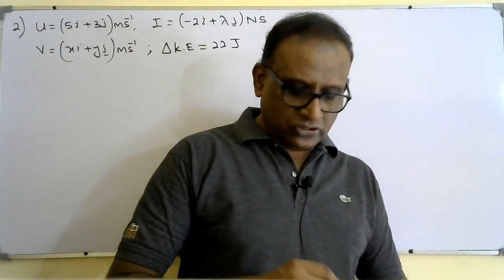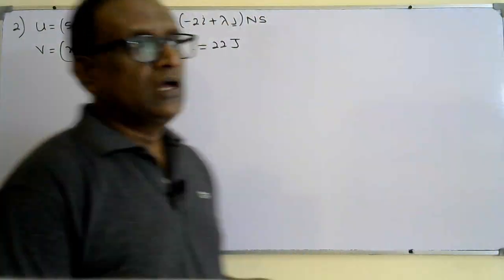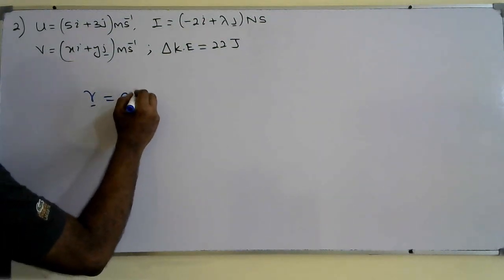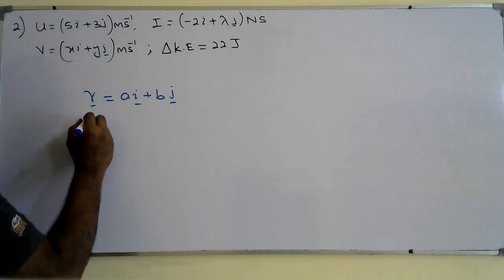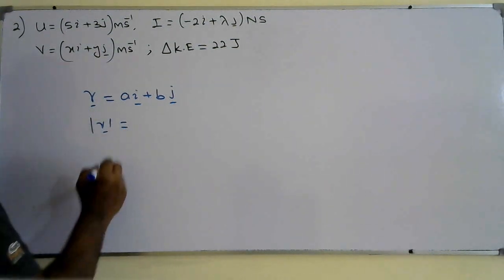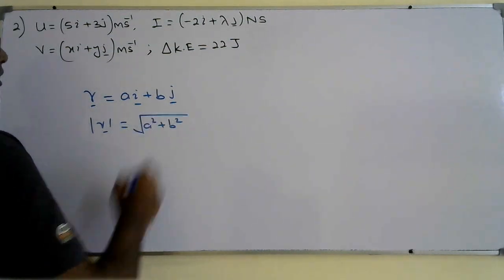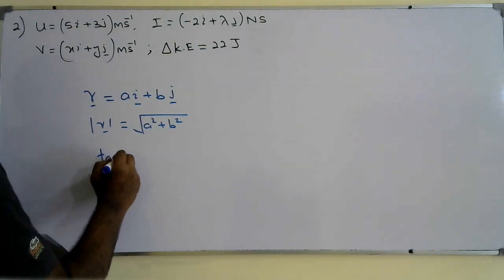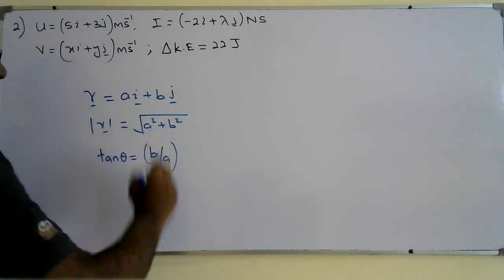Okay, so before doing it, you should know certain things related to vectors. First, if there is a vector r equal to ai plus bj, how do we find the modulus? The magnitude of that vector is equal to the square root of a squared plus b squared. Then how do we find the direction of this vector? Tan theta is equal to b over a. Remember these things.